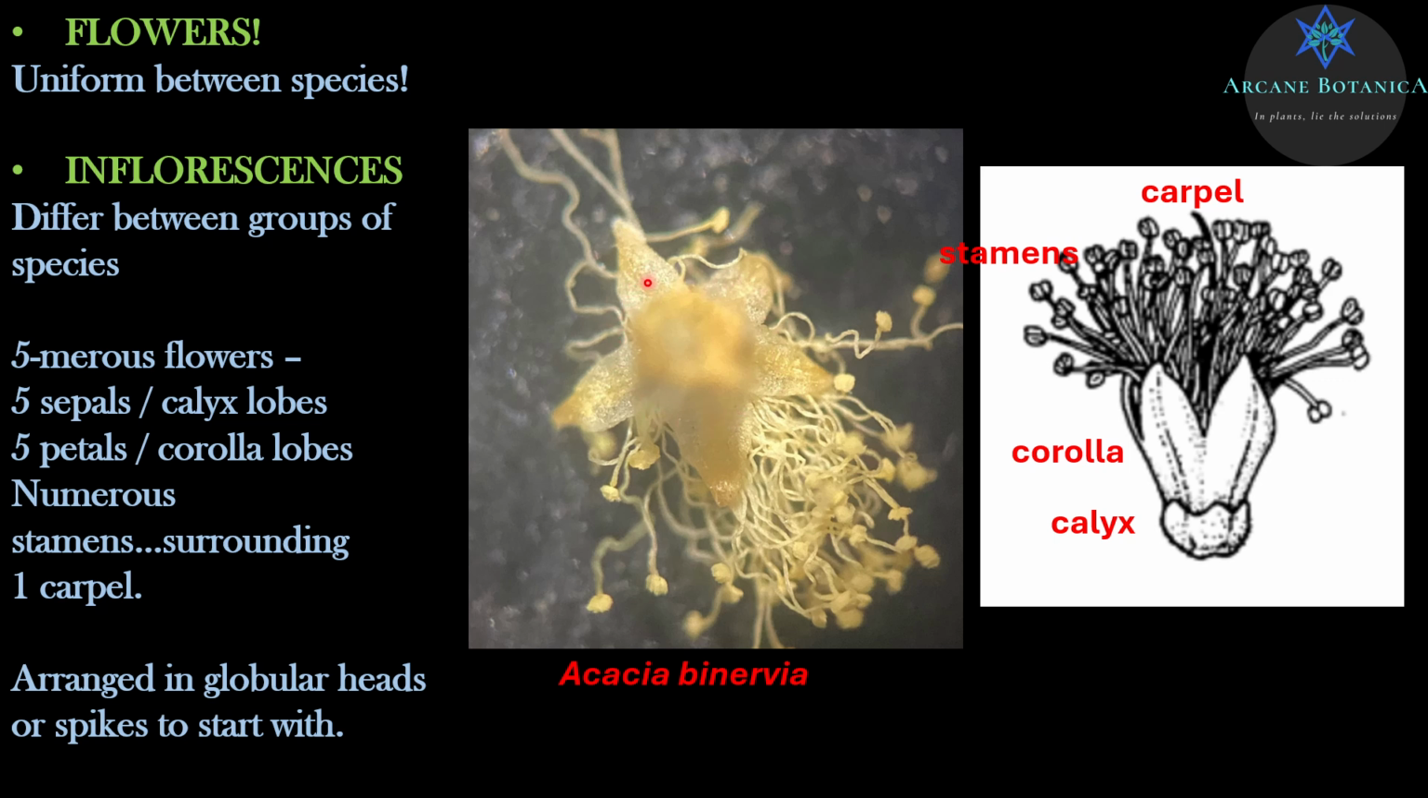And you can see I've put the flower upside down. I've tried to sort of squash it down so it sits there. And you can really clearly see the 5 perianth lobes, or the 5 corolla lobes there.